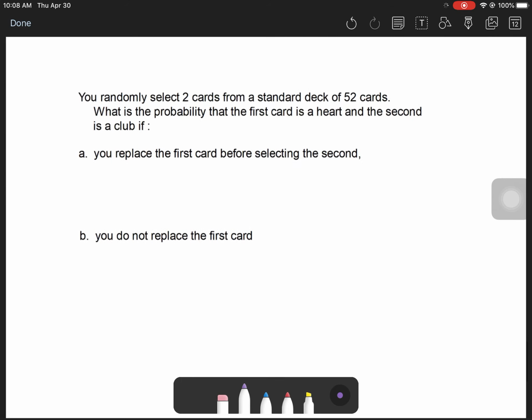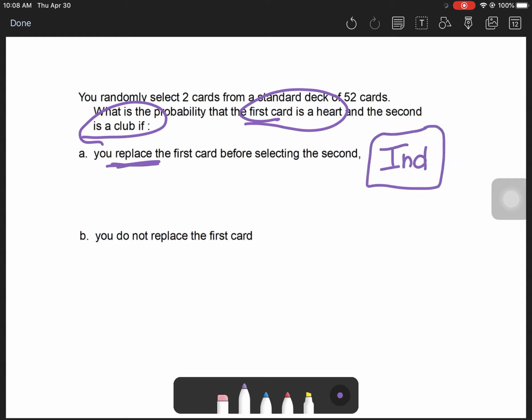Next, you randomly select 2 cards from a standard deck of 52 cards. What's the probability the first card is a heart and the second one is a club if you replace? So if I replace them, it's an independent event. It didn't matter what I got the first time. So the first one's a heart. That's going to be 13 out of 52. And the second one is going to be a club, 13 out of 52.